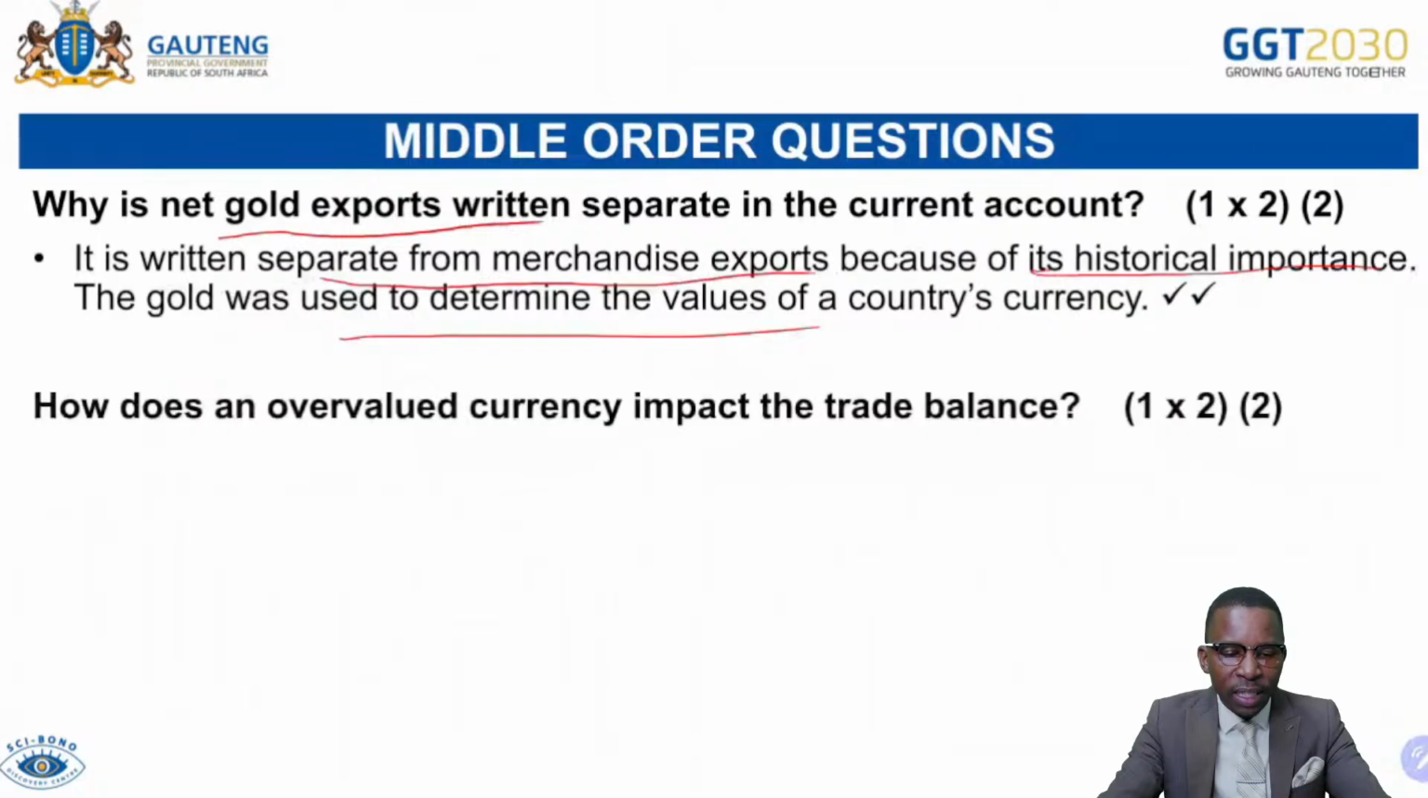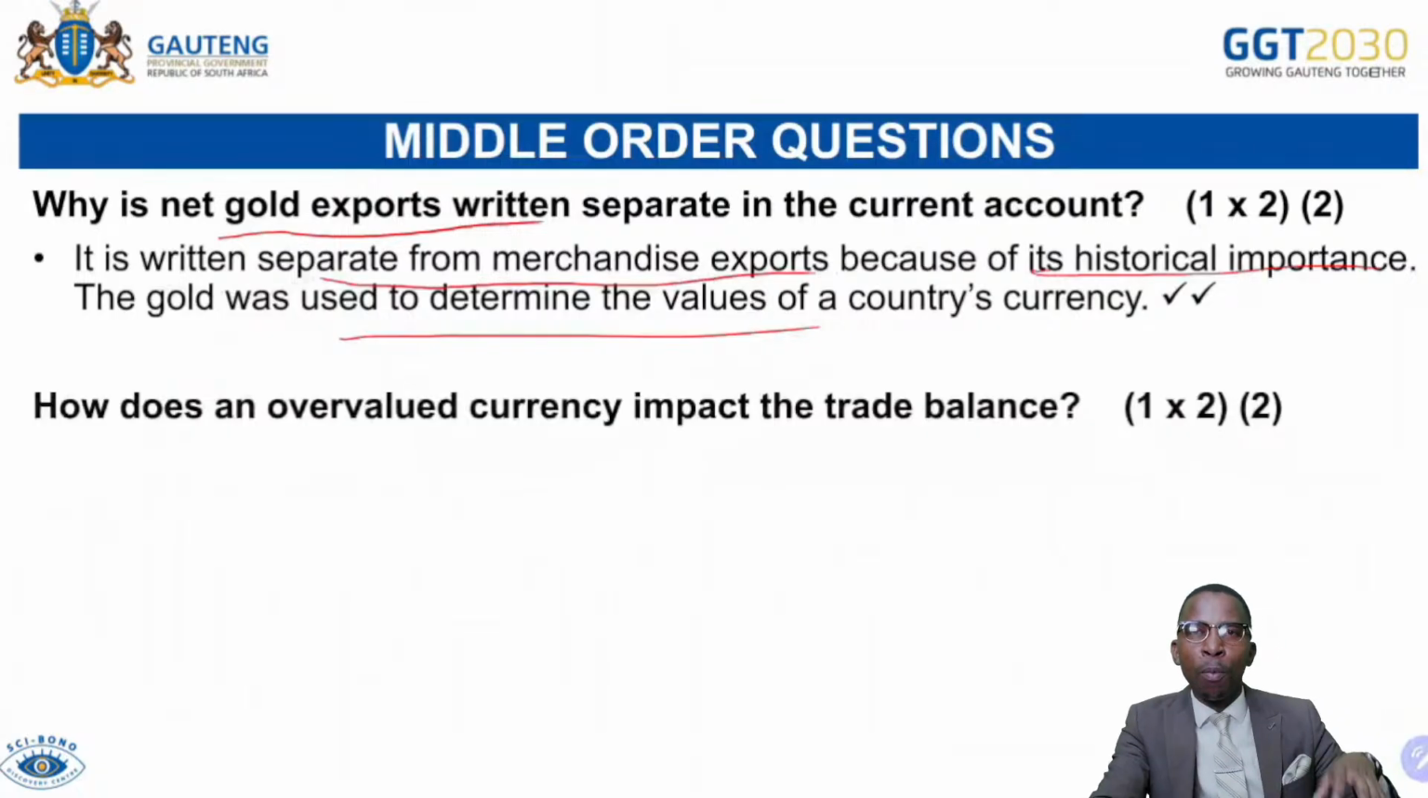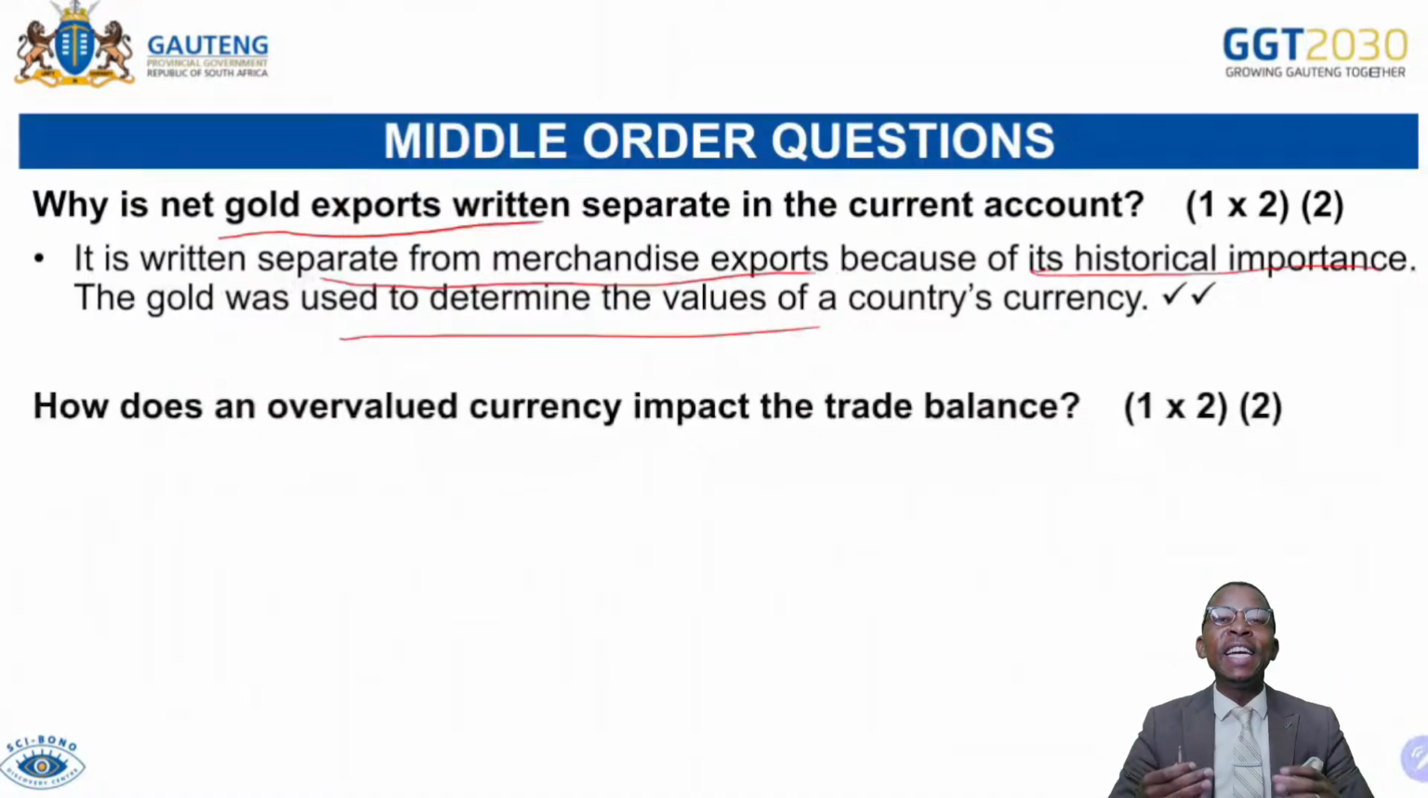Then we continue. How does an overvalued currency impact the balance of trade? If the currency is overvalued, it is stronger than expected. Let's say our rand should be 12 rand to the dollar, but as it is being too strong, it is now 5 rand to the dollar. It is overvalued in that case.